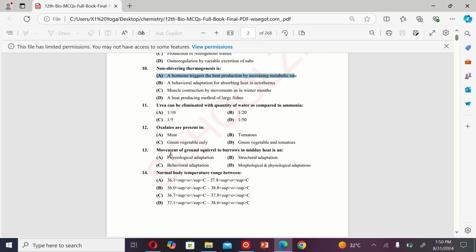The next MCQ is: movement of ground squirrel to burrows midway through heat is A. physiological adaptation, B. structural adaptation, C. behavioral adaptation, and D. morphological and physiological adaptation. So the correct option is C. The next MCQ is: normal body temperature range between. So the correct option is A.